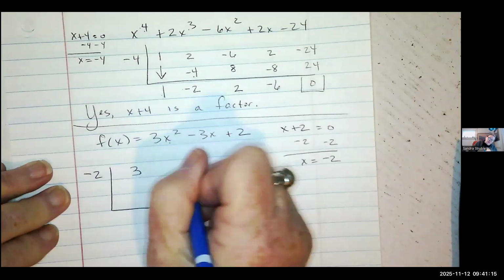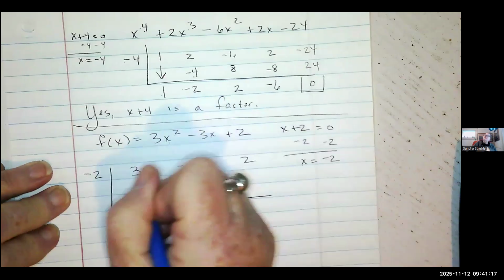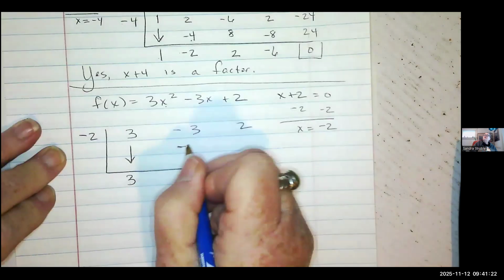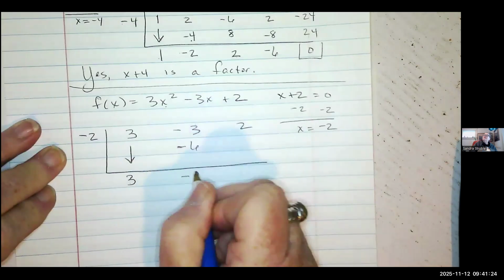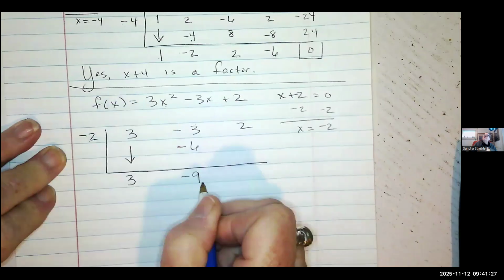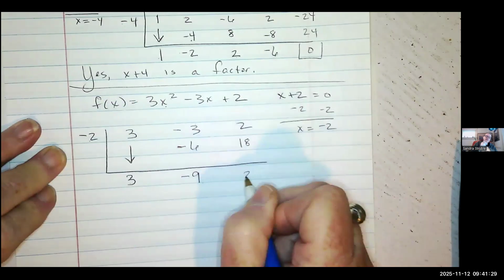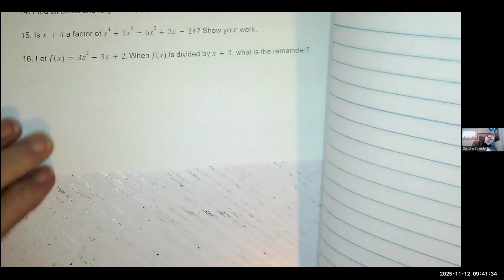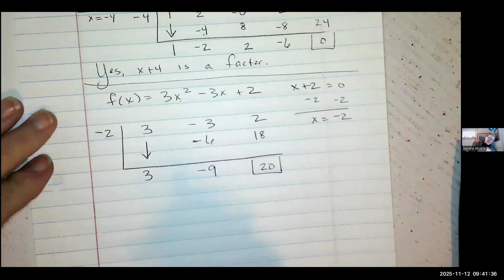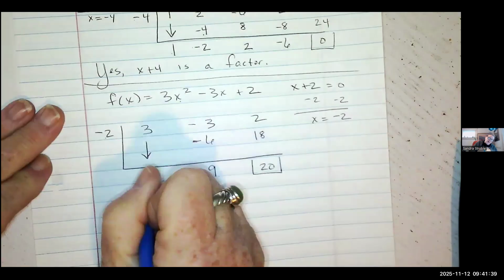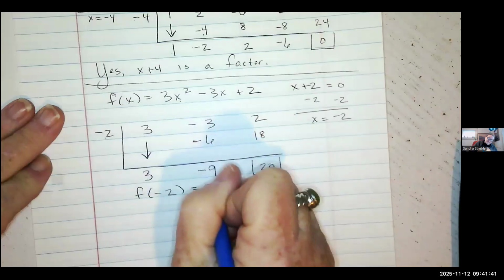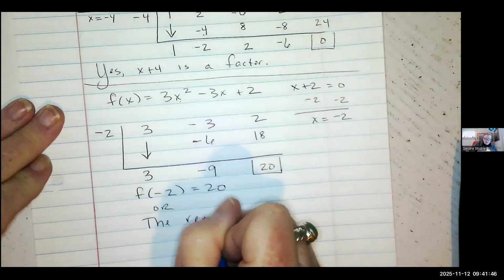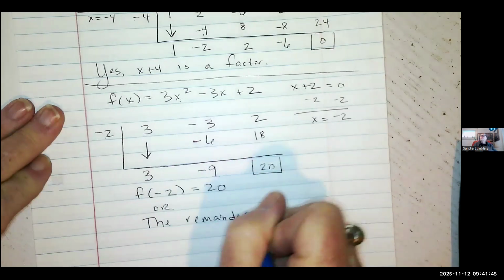Put your coefficients. Bring down your first term. Multiply -2 times 3 is -6. Add, -9. -2 times -9 is 18. Add, and you get 20. This is your remainder. So this is our answer. When it says, what is the remainder? You can say f of -2 is 20, or you can say the remainder is 20. Either one is acceptable for answers.